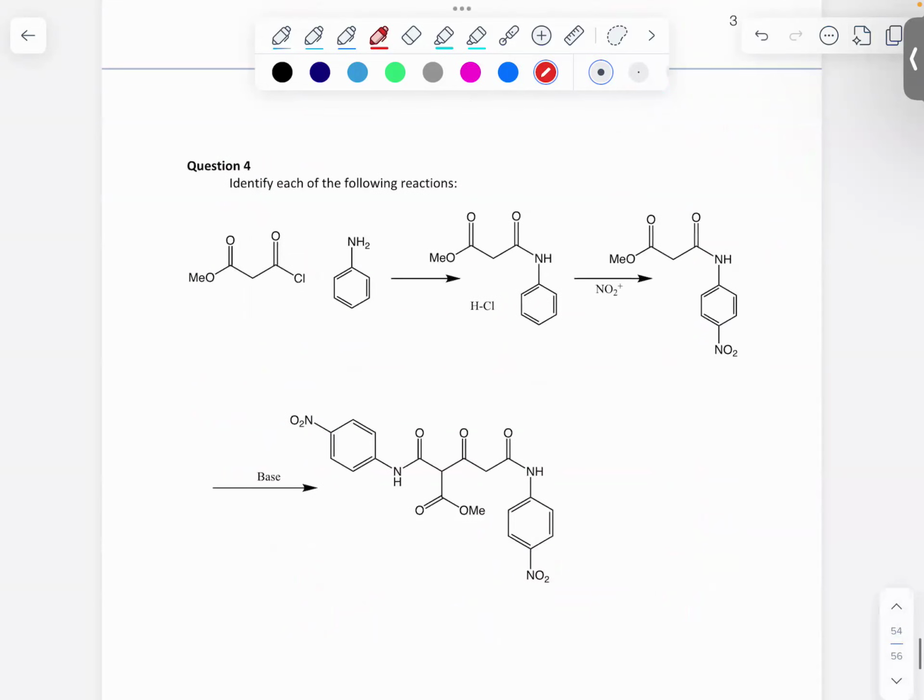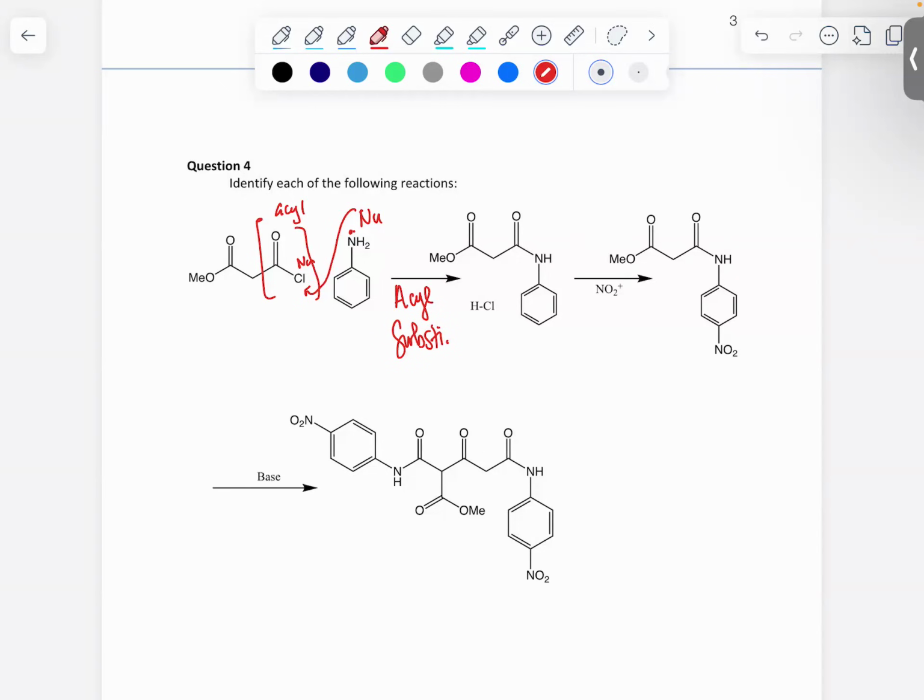Now we can identify each of these following reactions for question 4. And so this is about recognizing your starting materials and your products. And so with our first one, what we see here is this nitrogen is nucleophilic, and we have an acyl group here, and this will basically trade spots with this other nucleophile. So we have an example of acyl substitution.